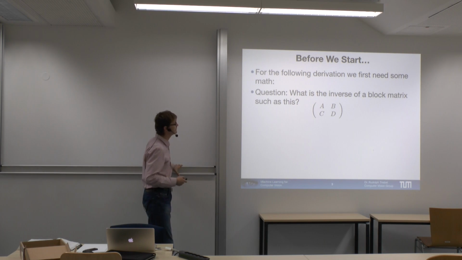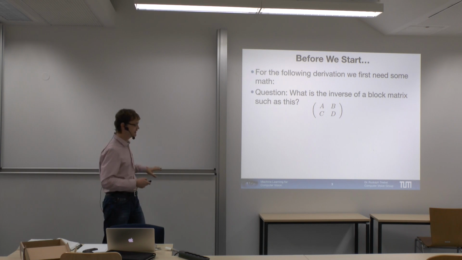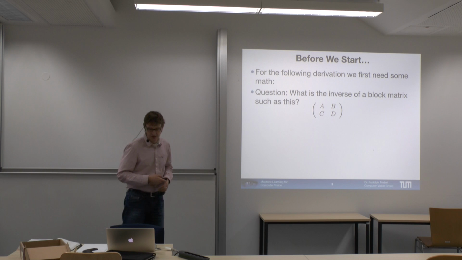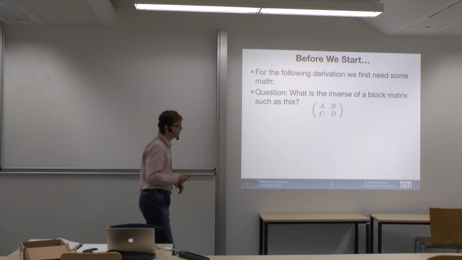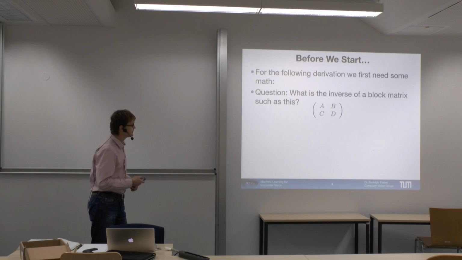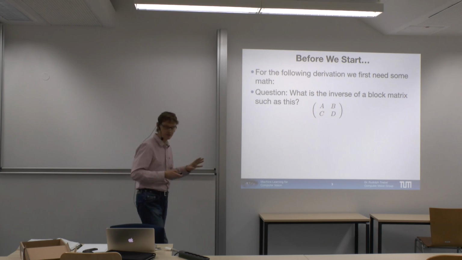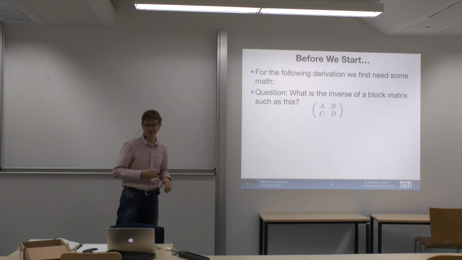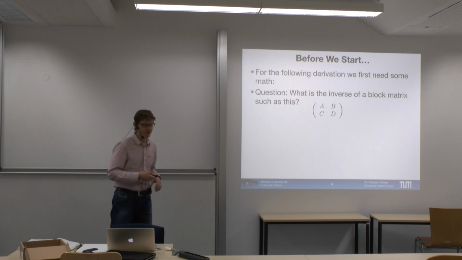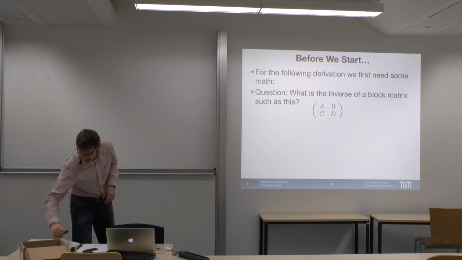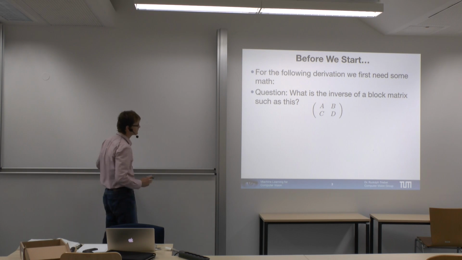Now, before we start, we need a little bit of mathematical formulation, and I'm doing this again here on the board. Later we'll see how we use these equations. The first thing we ask ourselves is, what is the inverse of such a matrix? Which comes a bit out of the blue. What does this have to do with the Gaussian process? We'll see this later. We have a block matrix A, B, C, D, and we would like to invert that matrix.